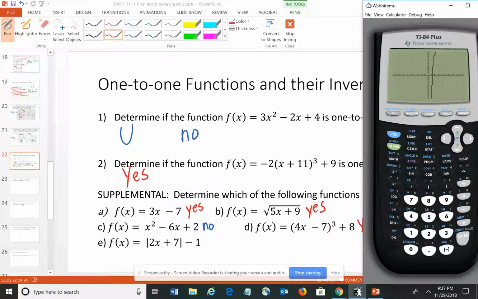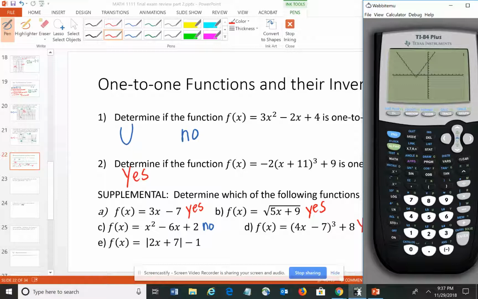Now, the last one is absolute value, and you may or may not be familiar with what the absolute value equation looks like. And to find the function on your calculator, you press the button that says Math, arrow to the right to highlight num, ABS, option 1 stands for absolute value, so we type in ABS, 2x plus 7 minus 1, and we graph.